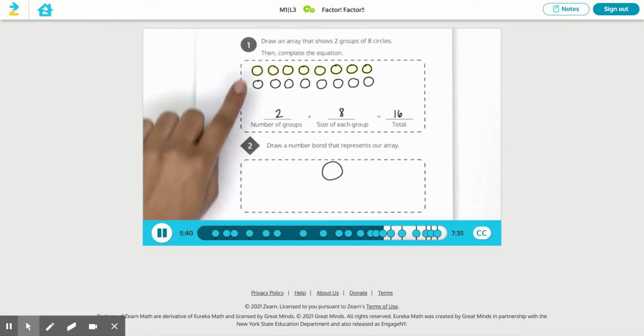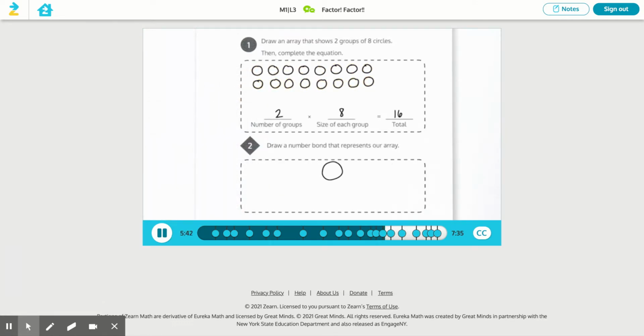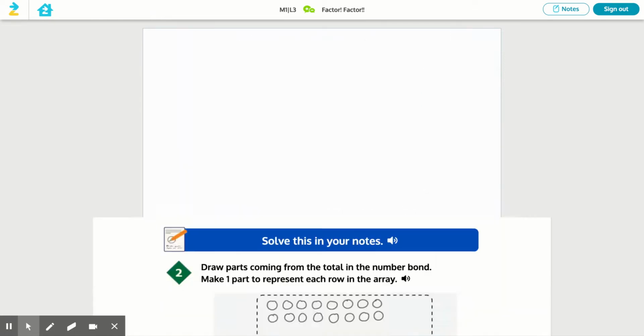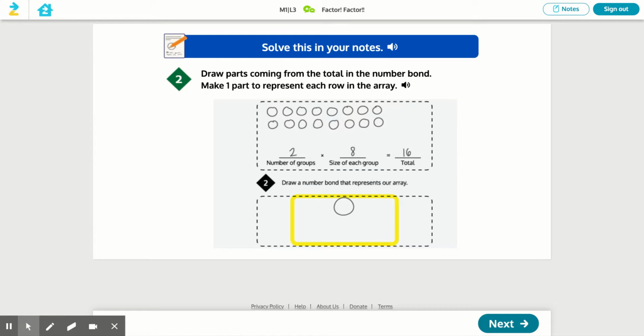Our array shows 2 groups of 8. Draw part circles coming from the total in the number bond. Make one part to represent each row in the array. So now you're going to draw your part circles. Remember, your part circles is the same as the number of rows that you have. And so how many rows do we have? Draw a part circle for each row.